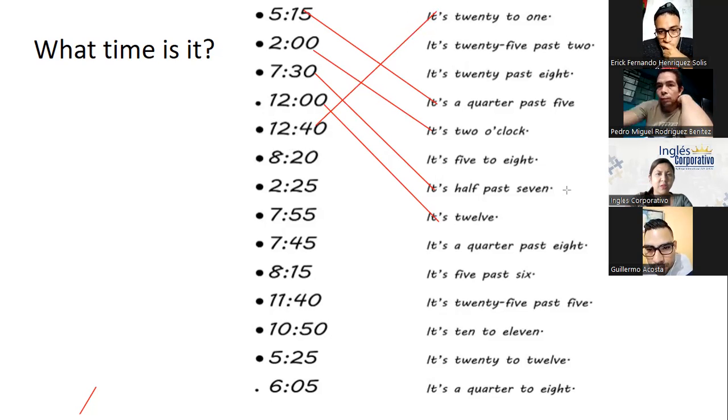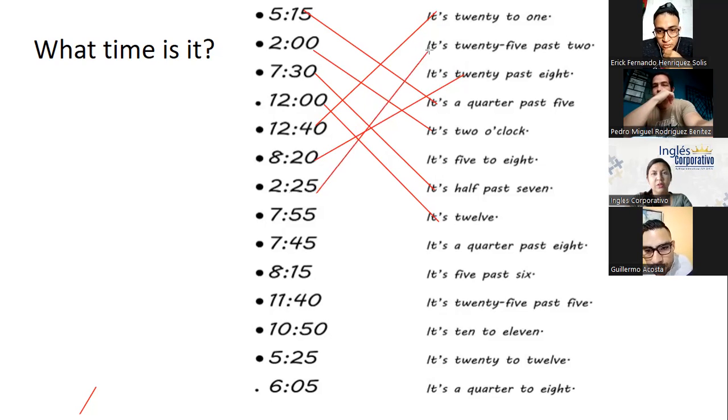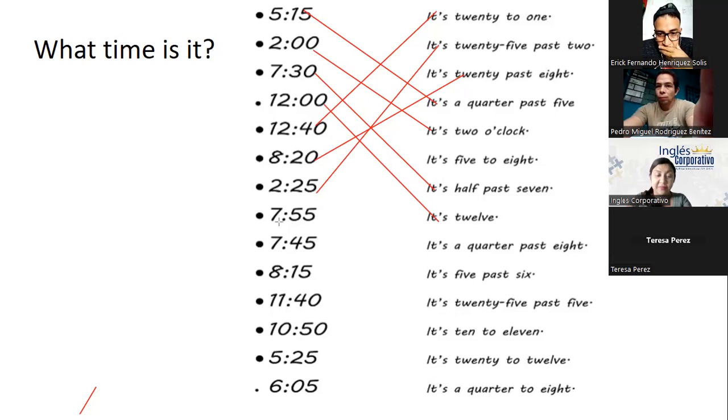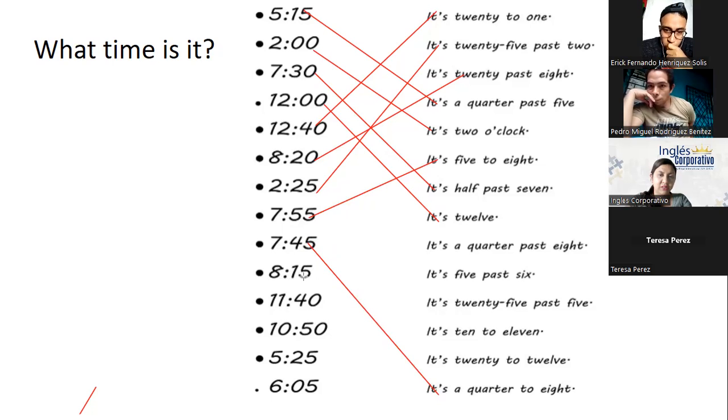Okay, what about the next one? It's 8:20 or 20 past 8. Okay, it's 2:25 or it's 25 past 2. Okay, it's 7:55 or it's 5 to 8. Okay. It's 7:45 or? It's a quarter to 8. It's quarter past 8.